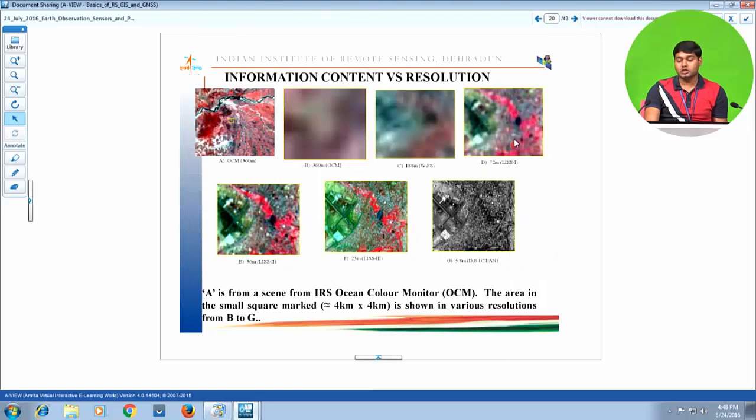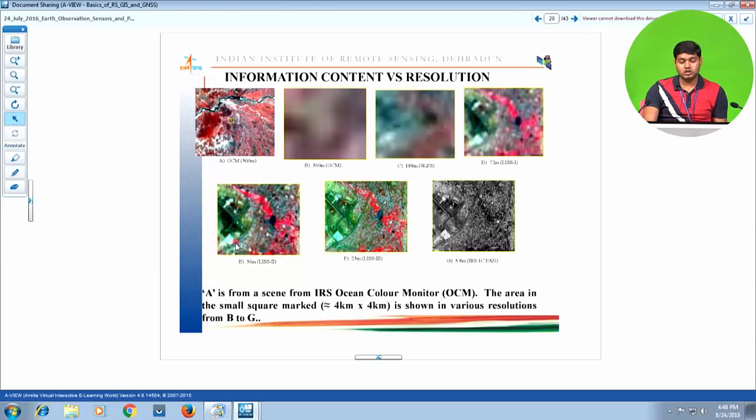Now you can see information content versus spatial resolution. You can see this is ocean color monitor data with 360 meter. For that we have taken the 4 by 4 kilometer square block, and we have seen the pixel area of the same area. So you can see we are not able to see any particular feature. But when we use the 188 meter resolution data, some details are coming, but still we are not able to identify. With 72 meter LISS-1 sensor data, you can see some details are coming, but still it is very coarse. With LISS-2 sensor, the features are coming clearly.